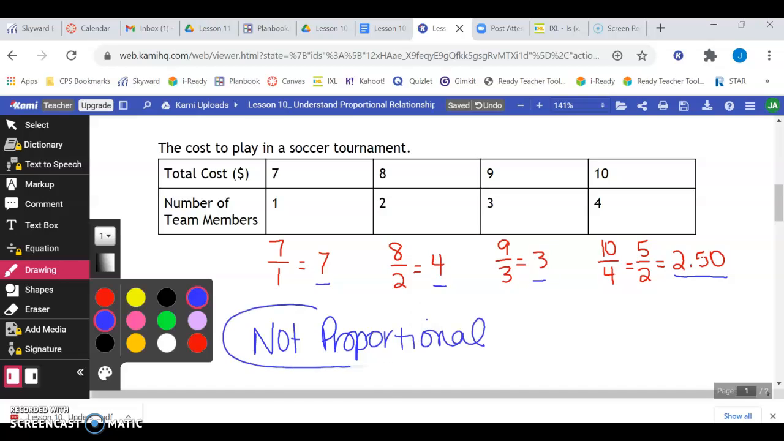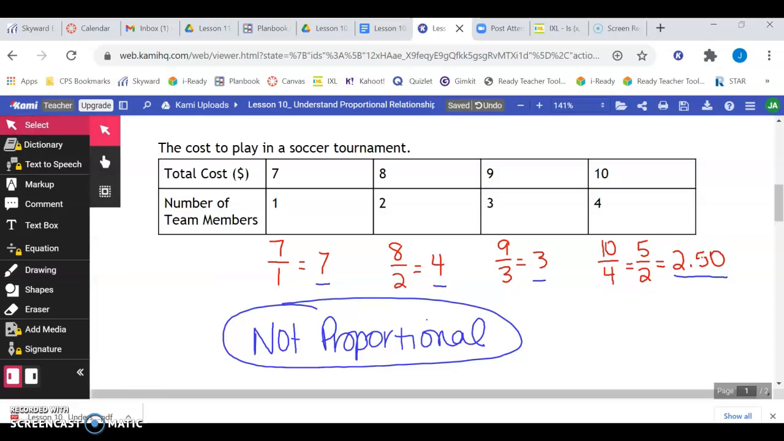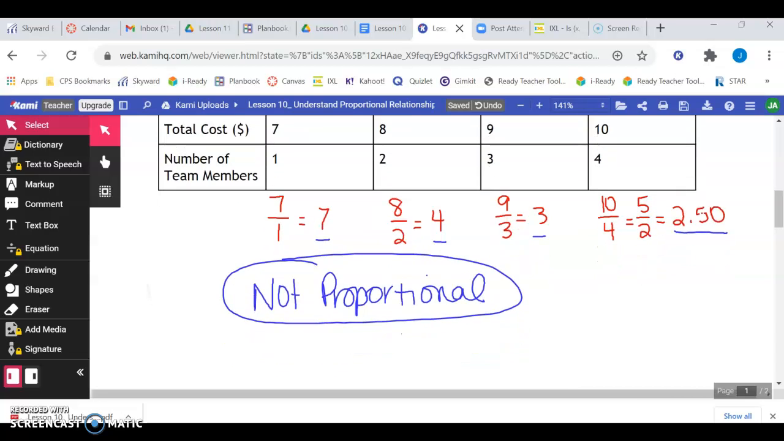So what happens is it looks like they're giving a deal for more people. So the more people you have, the cheaper it gets per person on that situation.